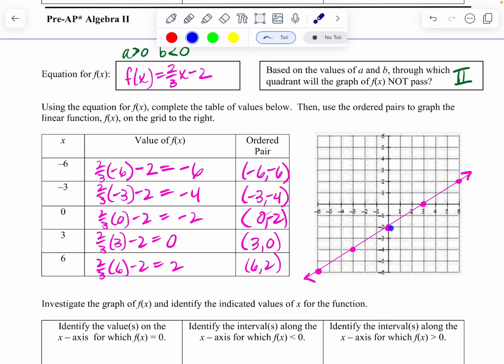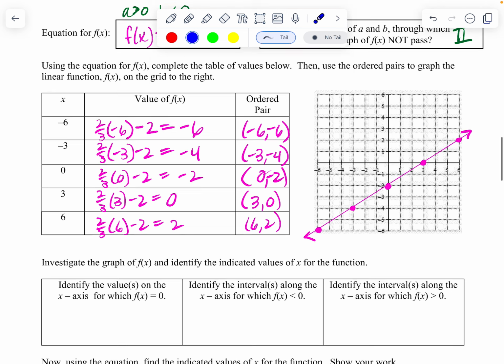So if I go to negative 2 on the y-axis, there's my y-intercept, and I would put a point there. And I'm going to go up 2, right 3 to get to another point, up 2, right 3 to get to another point. You don't have to do them all. If you connect them, it should still go through them that way. All right.